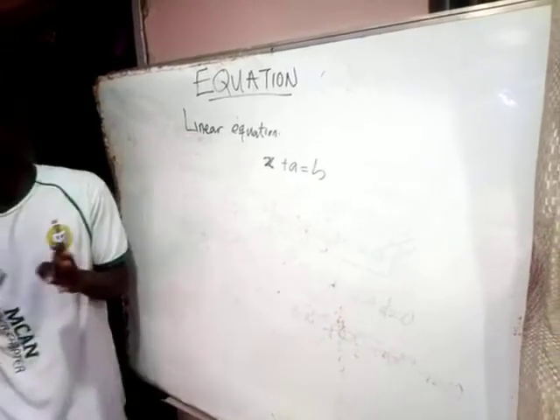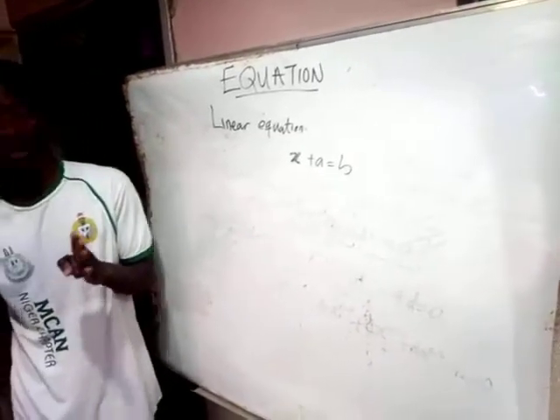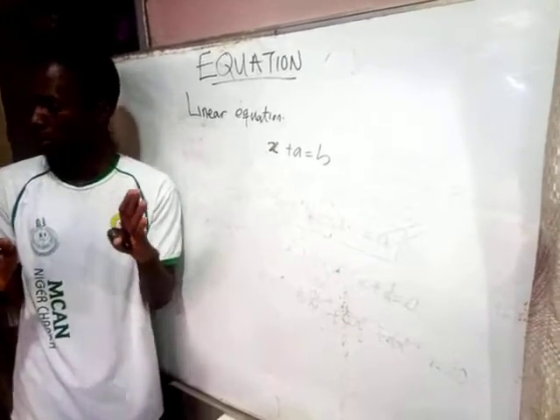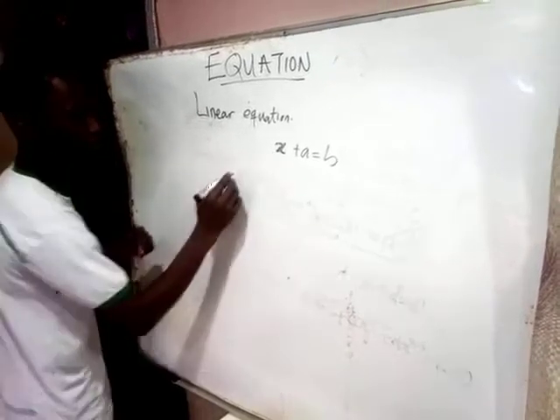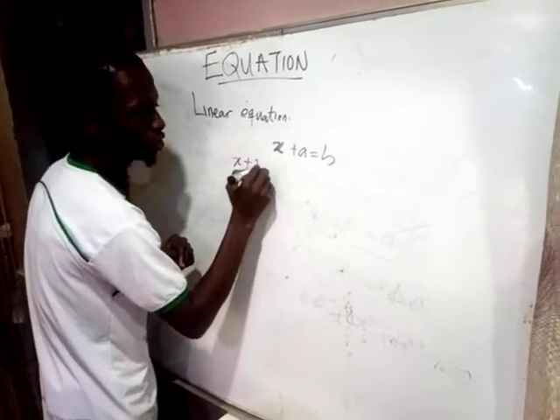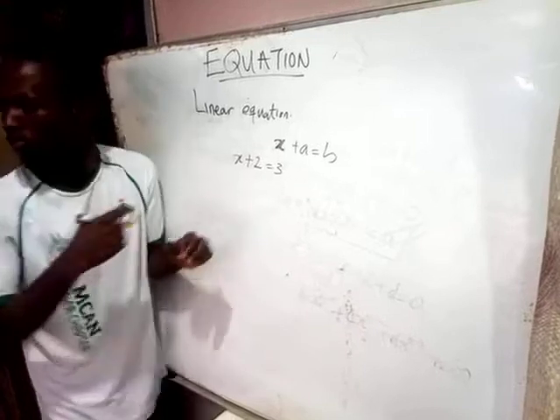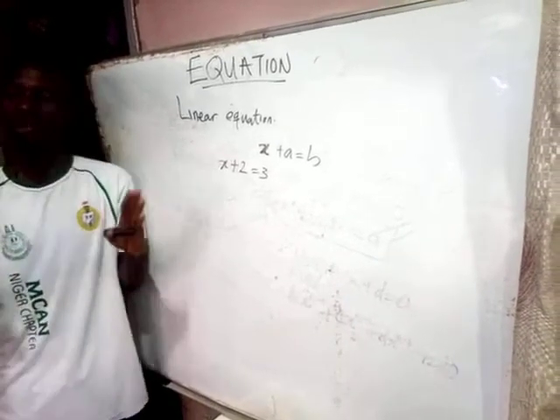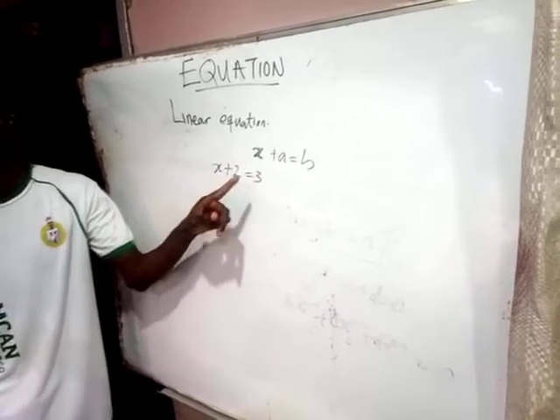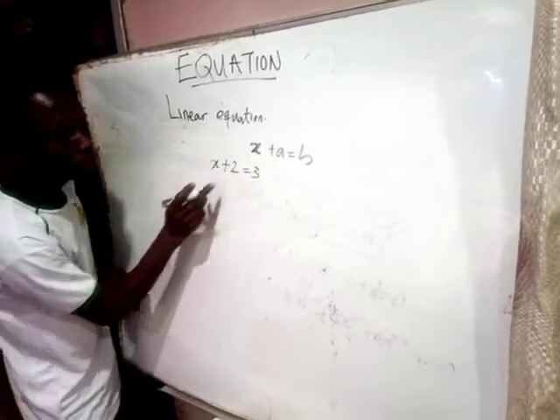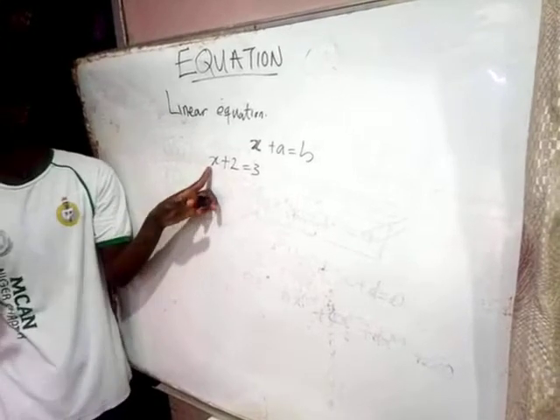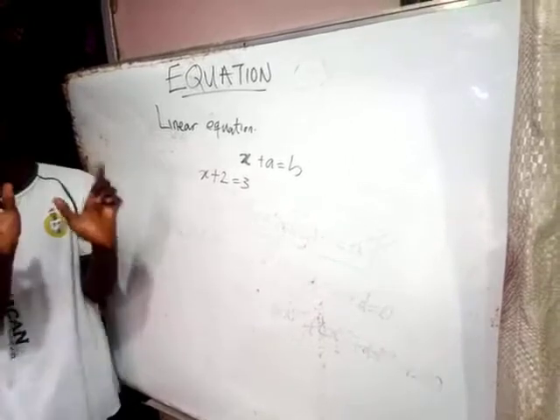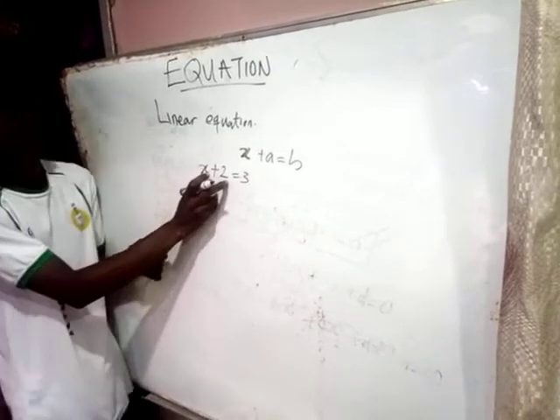And remember the principle we said: all alphabets are what? Variable, while all numbers are what? Constant. So if you have x plus 2 is equals to 3, how do we solve this? In a Nigerian way, to make it easier for us, x plus 2 equals to 3. It means this x is what you are looking for. Plus 2 is the one disturbing x. So all you need to do is find a way of removing this plus 2.